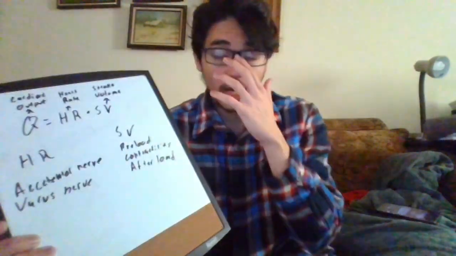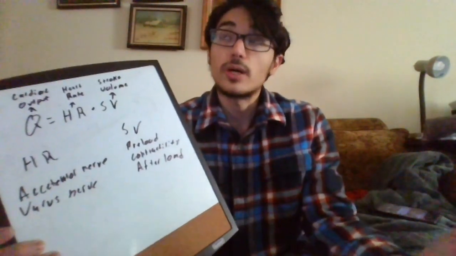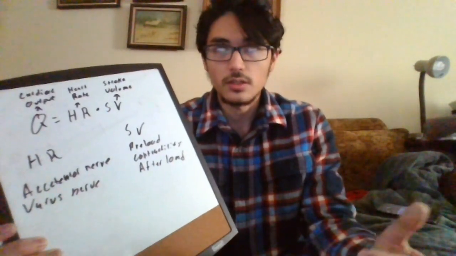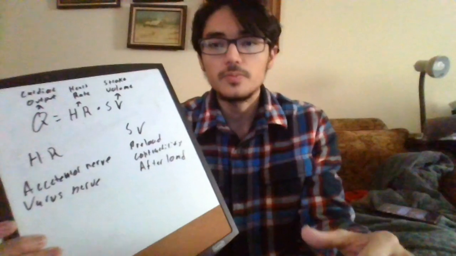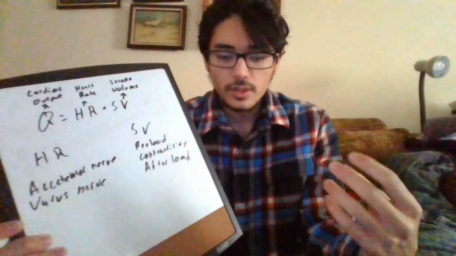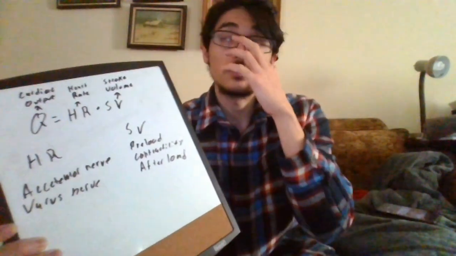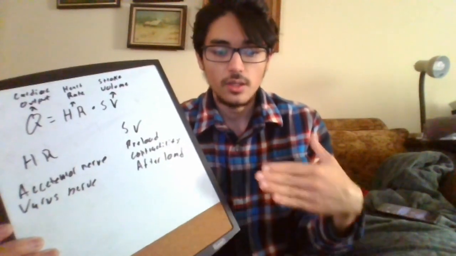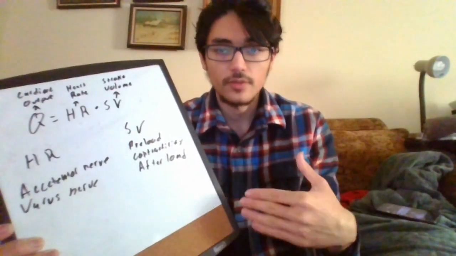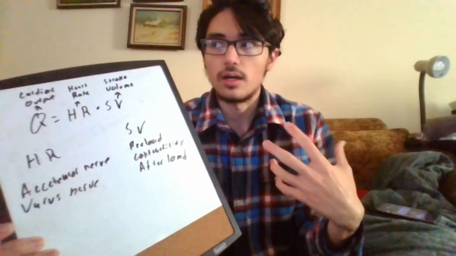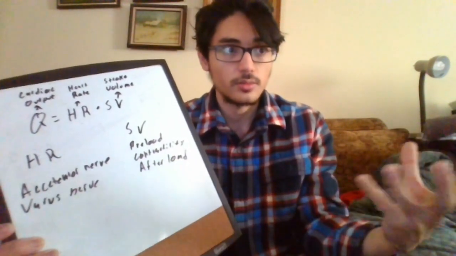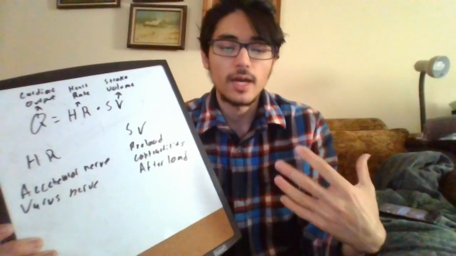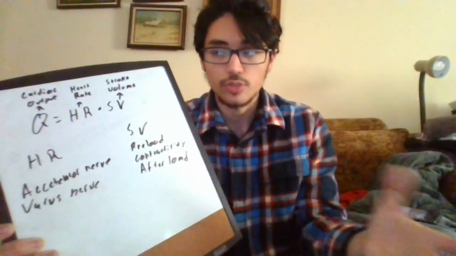Then it's afterload. Afterload is the pressure put on the aortic valve of the left ventricle. So when the blood gets pumped, the final part of the heart that it goes through is the aortic valve, which prevents a backflow of blood. If there's a strong pressure on the aortic valve keeping it shut, the heart is going to have to contract more to push more blood out.